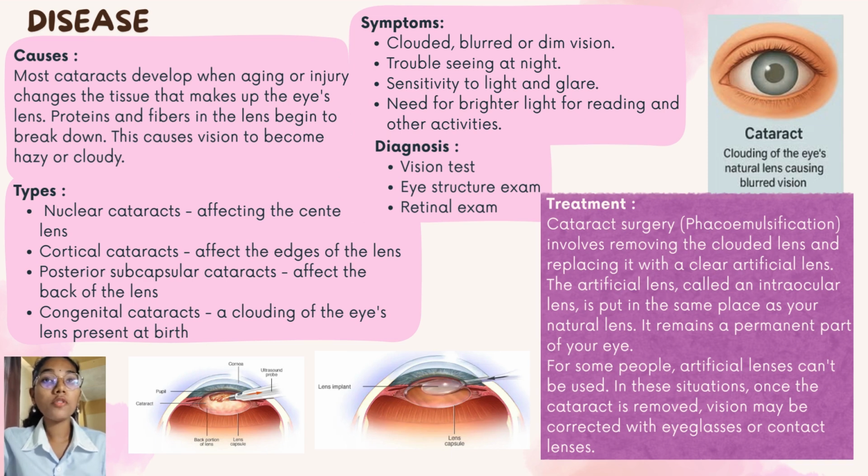There are several types of cataract disease. First is nuclear cataracts, which affect the central lens. Second, cortical cataracts, which affect the edges of the lens. Posterior subcapsular cataracts affect the back of the lens. Congenital cataracts, a clouding of the eye's lens present at birth, and some other types as well.